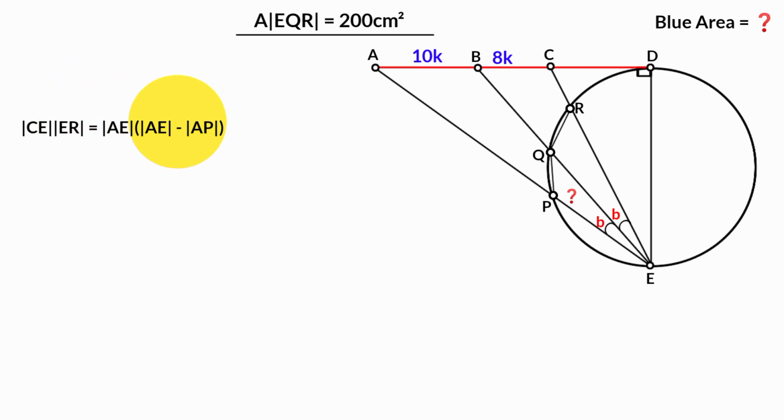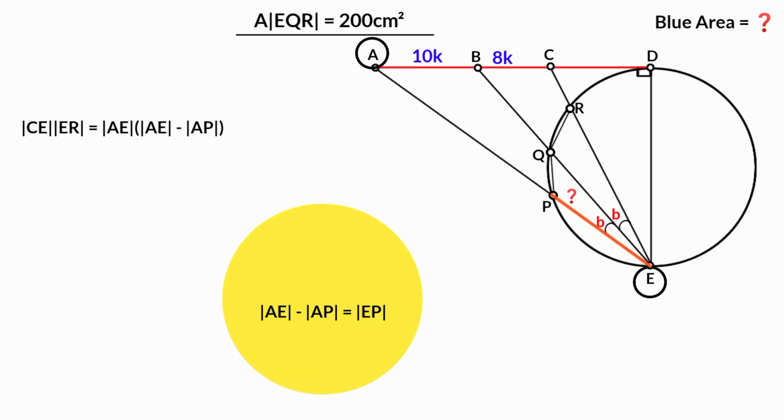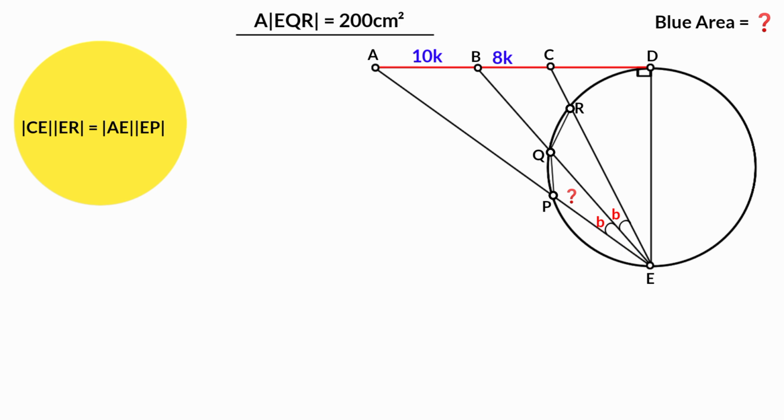Now from line AE minus line AP, if we subtract this line AP from line AE, we'll have this line EP. So line AE minus line AP equal to line EP. That is, this line AE minus line AP is line EP. So line CE line ER equal to line AE line EP. Divide both sides by line EP. Here line EP cancels line EP. So line CE line ER over line EP equal to line AE.